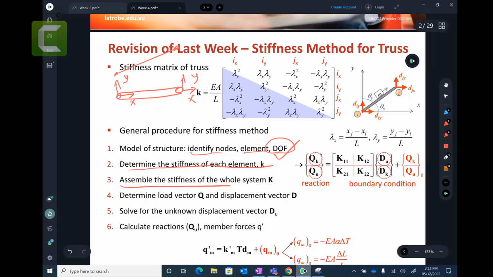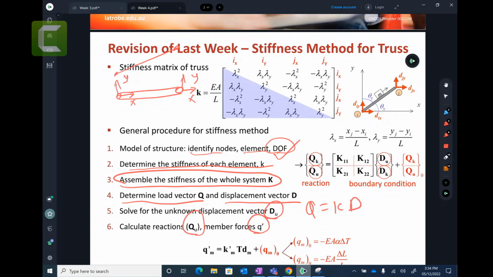Then we assemble the stiffness matrix for the whole, capital K. So if you have a total of, let's say, 8 degrees of freedom, you will get a K 8 by 8 matrix. If you have 12 total degrees of freedom, you will get a 12 by 12 matrix. It's a big matrix. And then we get the load vectors, force vectors, and the displacement vectors. And we use this Q equals KD relationship. From that relationship, we solve for D, and then we solve the reaction forces and internal member forces. And we also get the benefit of representing whether the axial internal force is tensile or compressive.